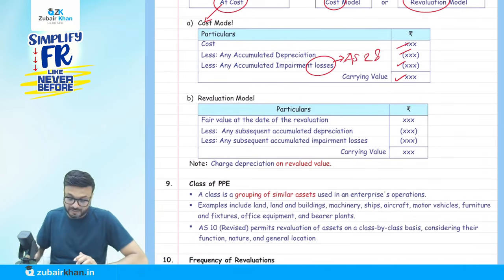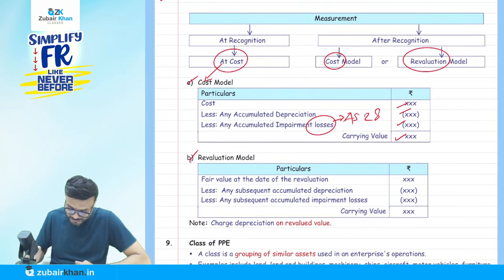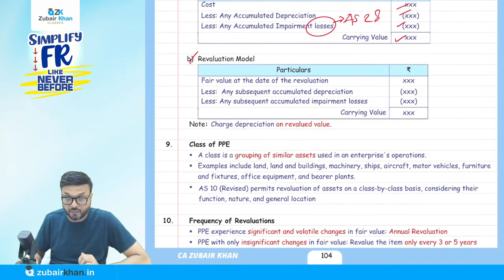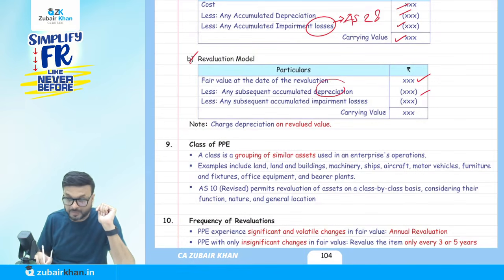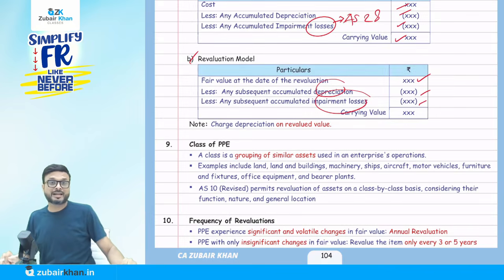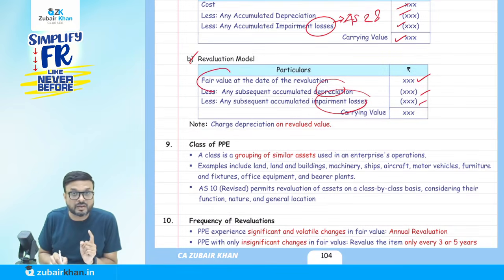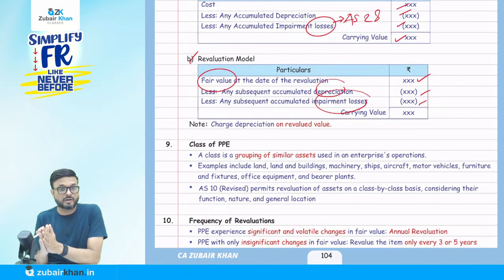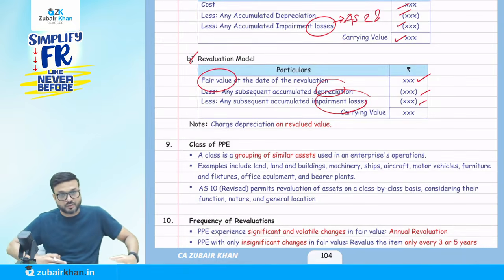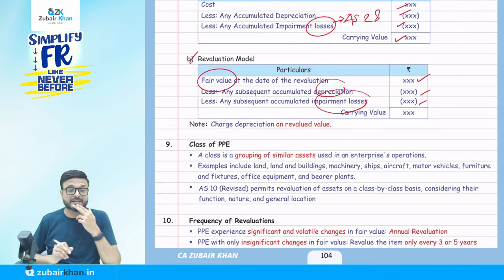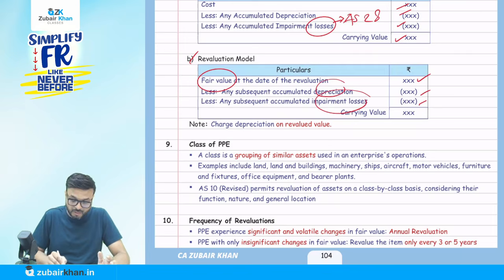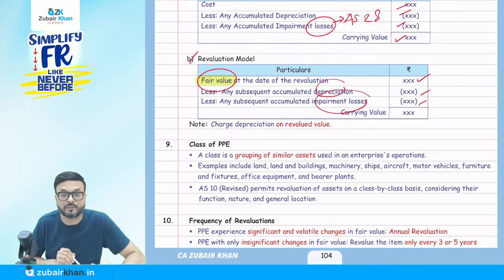What the revaluation model says is fair value at the date of revaluation. Any subsequent depreciation will be reduced from it, and any impairment loss will also be removed from it. But remember, we are going to recognize the fair value. Don't worry about how to do the accounting when the value increases or decreases in the market; I will tell you, we'll discuss the accounting as well. Don't worry about how to pass the journal entry.